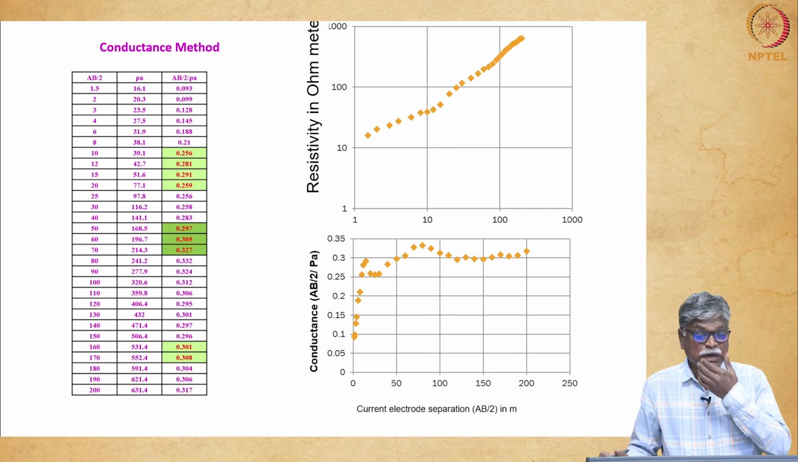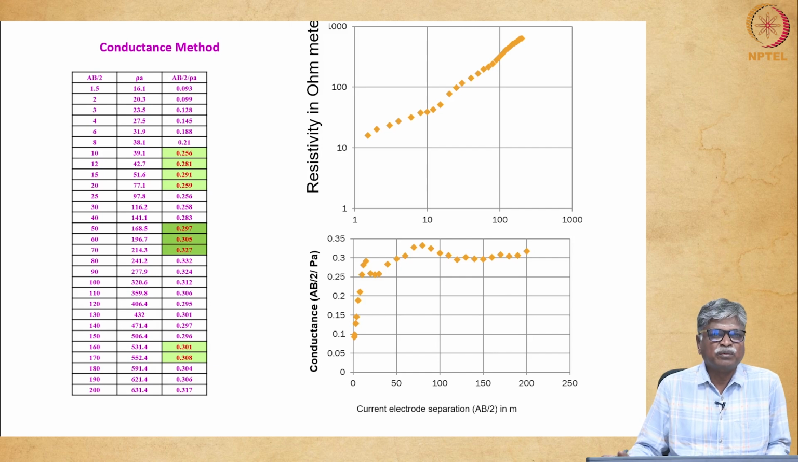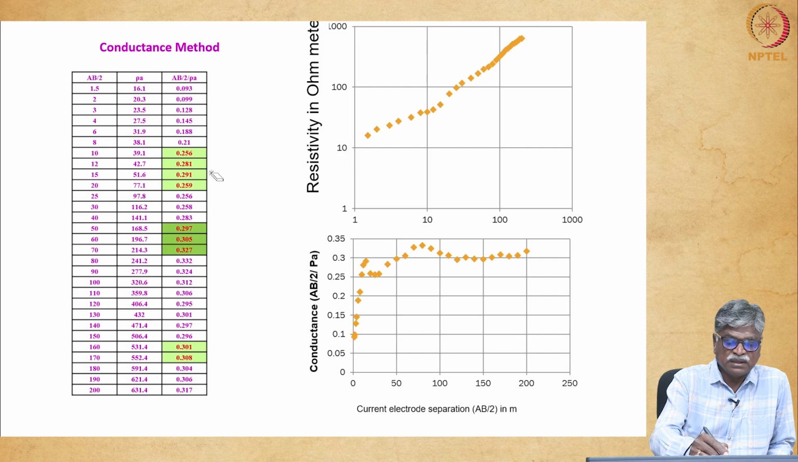And one more is the conductance method. I already told you two interpretations: one is curve matching techniques and the other is IPI2WIN software, and now we are doing the conductance method. Whatever reading you take, the rho value from the field, from AB by 2 to rho A. Wherever the high conductance is there, that is your potential zone.